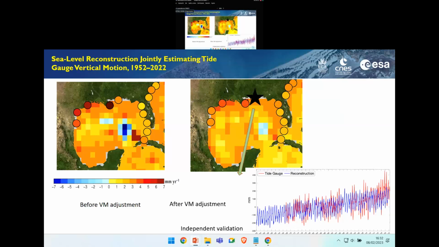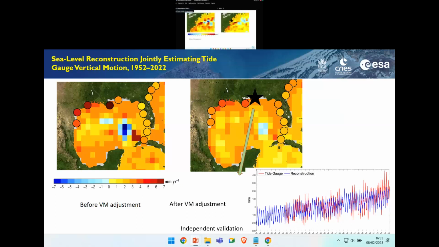It's pretty good. So basically, this is comparing the tide gauge, which we did not use in the reconstruction, versus the reconstruction, which is the blue time series. And this is all the way from 1952 to 2022.